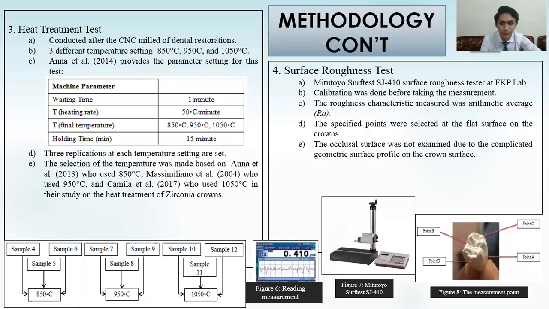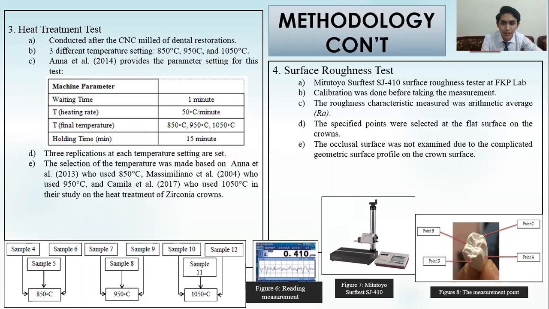Then we move to the heat treatment test, which is carried out using the furnace provided by FKP. This heat treatment was conducted after milling the restoration. We decided to use three different temperatures, which are 850, 950, and 1050 degrees Celsius. For each temperature, we test 3 replications of crown samples. We use 3 replications to avoid human error.